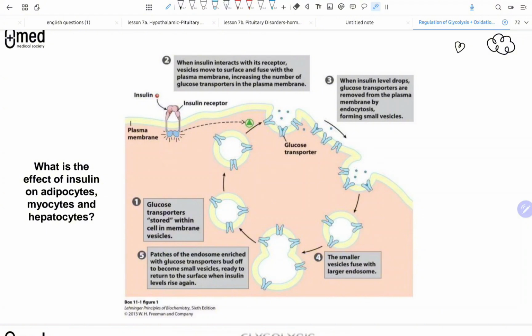Okay, so what does she want us to learn? What is the effect of insulin on adipocytes, myocytes, and hepatocytes? This is an easy question. So basically, insulin, what does it do in these three cells? It upregulates the expression of what transporter? GLUT2 or 4, depends on what cell you are talking about. So insulin upregulates or increases the expression of glucose transporters on the cell surface.